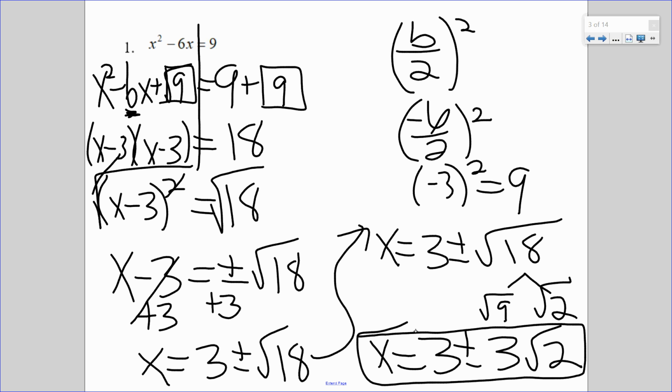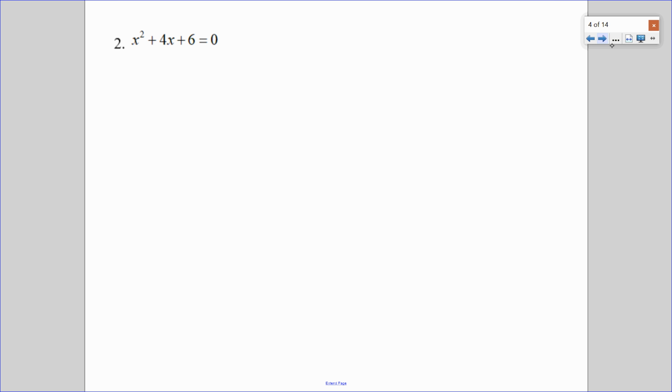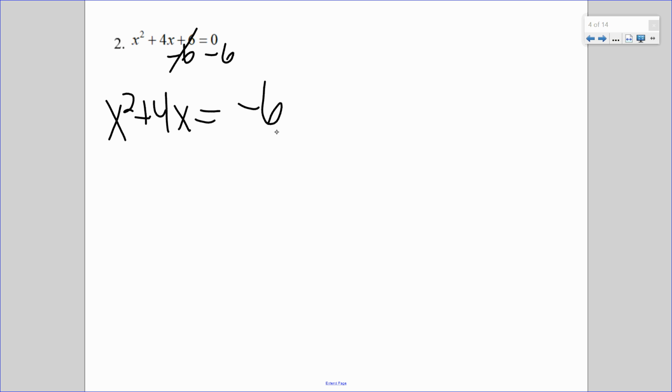That's the first example. It's pretty much the same procedure for all of them. It's just a matter of getting practice with them and getting them into the proper form. Number 2, is this in the proper form for completing the square? No, it's in the proper form for factoring and the quadratic formula, but for completing the square, I need the variables on one side, the constant term on the other side. So I'm going to start by subtracting 6 from both sides. I get x squared plus 4x equals negative 6.